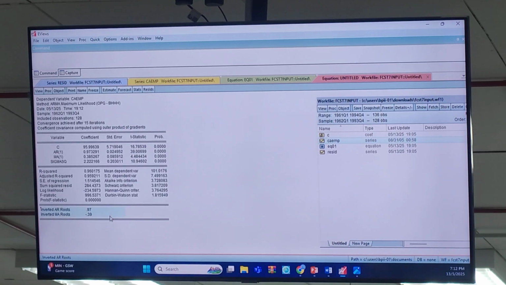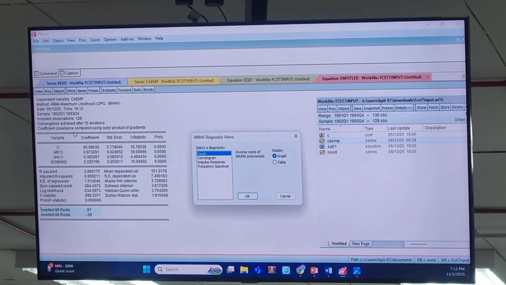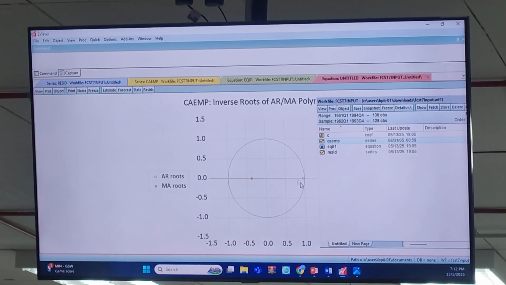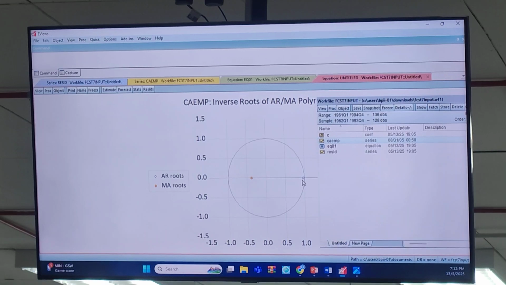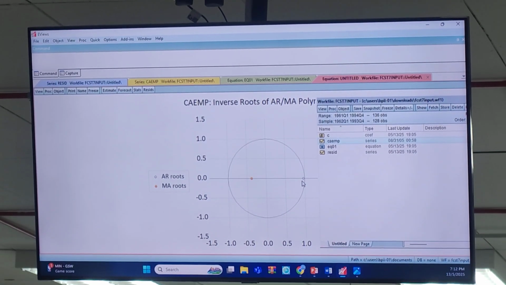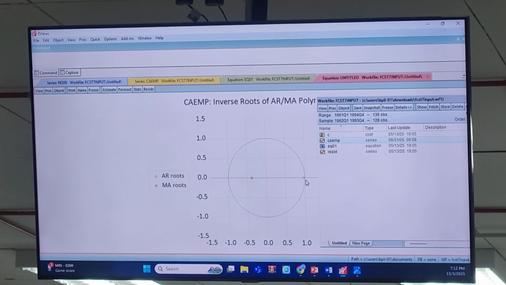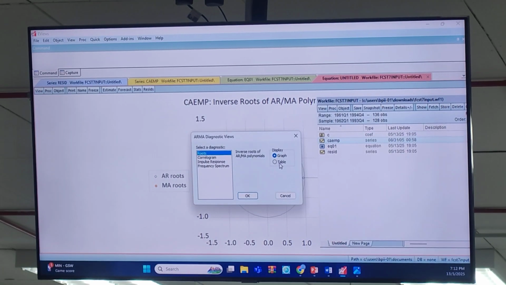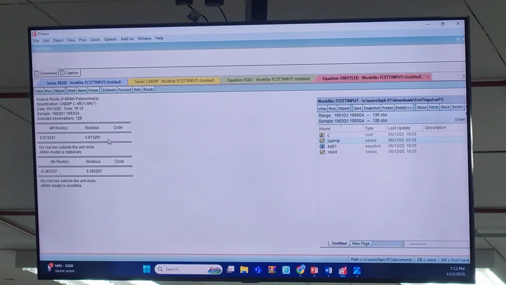So this one, you notice that we have the inverse of the AR root as well as the inverse of the MA root. So you have to check both. You have to check whether the model is invertible as well as stationary or not. So you go to View, ARMA Structure. Both are quite close to the unit circle, but you can check the table. I think it's still quite clear that it is inside. So you go to View, ARMA Structure Table. It is stationary as well as invertible.